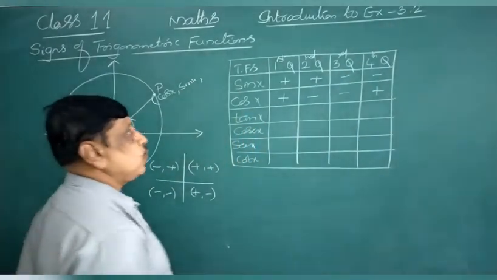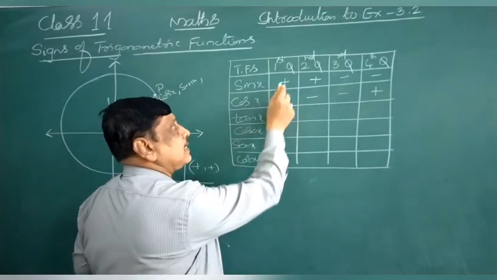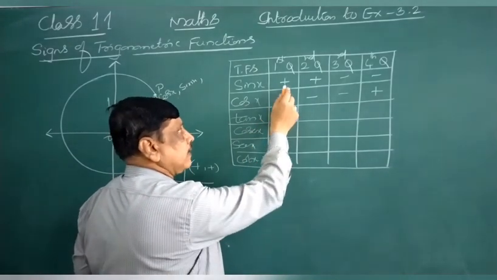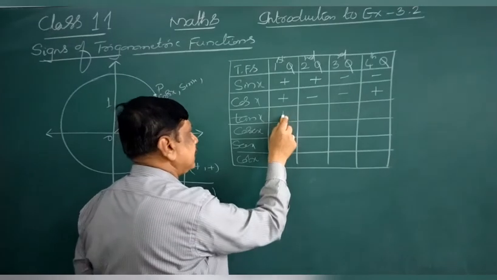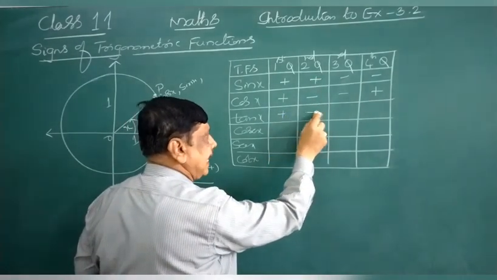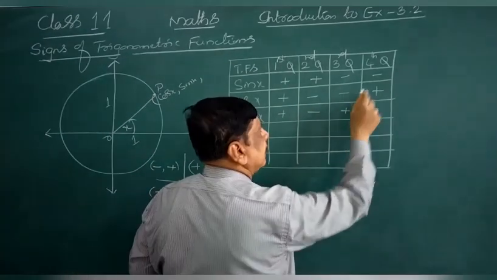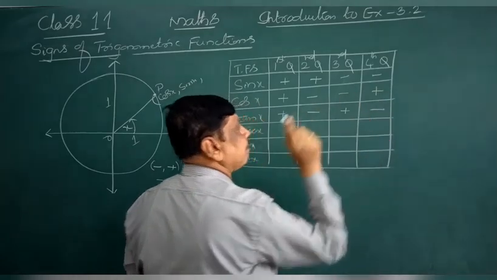Next, let us check tan x. Tan x is sin x upon cos x. Therefore plus upon plus is plus. Plus divided by minus is minus. Minus upon minus is plus. Minus upon plus is minus.